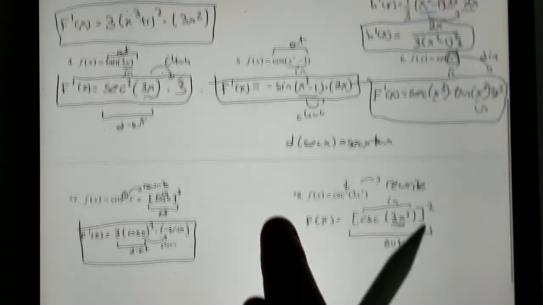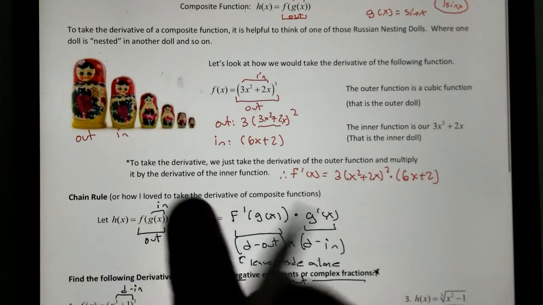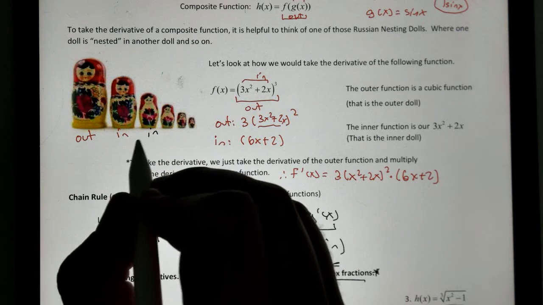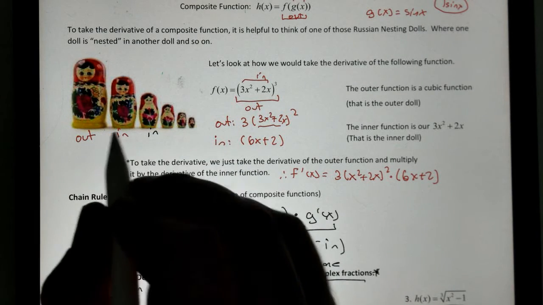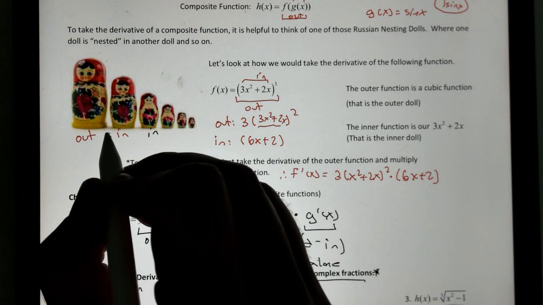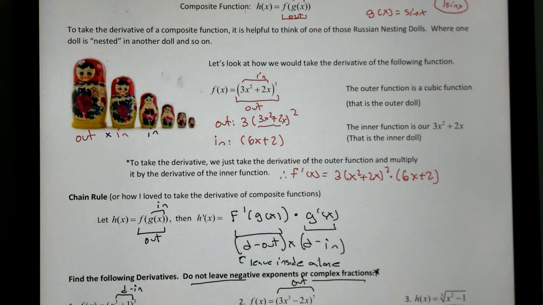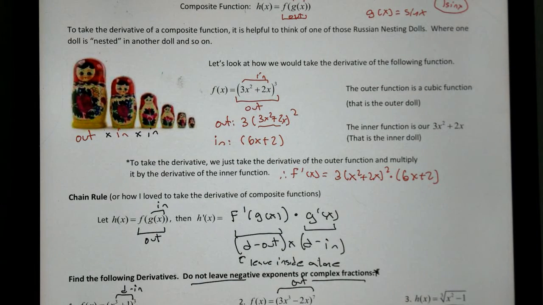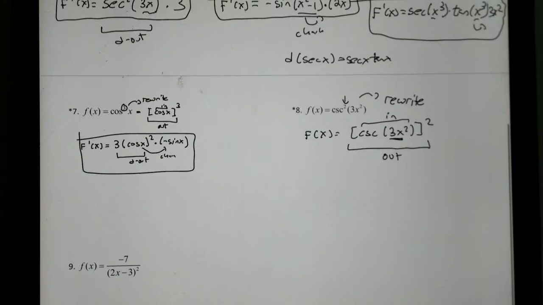So if we go back up to our nesting doll example, we have our outside, we have an inside, and we're going to have another inside. So what do you think we're going to be doing here? Yeah, you're probably right. We're going to take the derivative of the first outside, multiply that by the derivative of the second inside, and then multiply that by the derivative of our second inside. And it's going to keep multiplying here, and we could keep going forever.